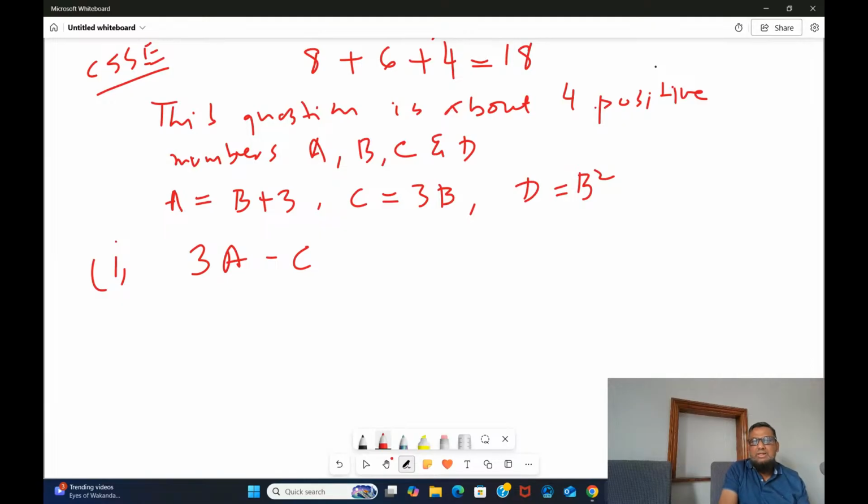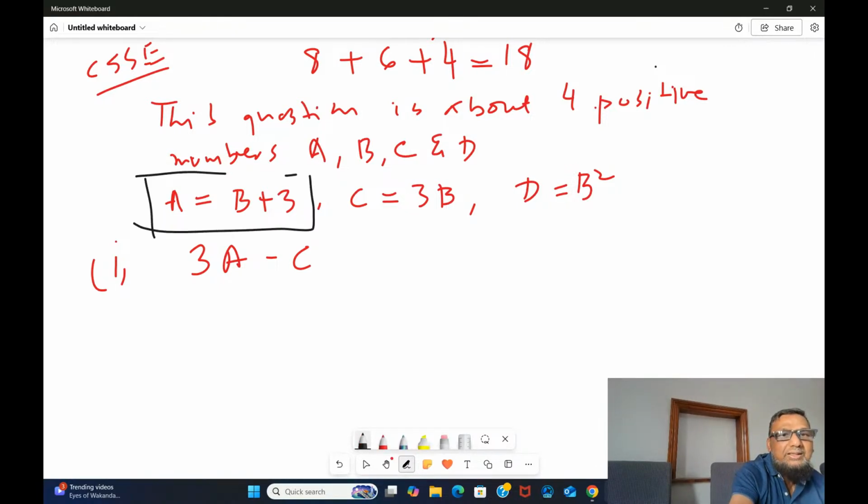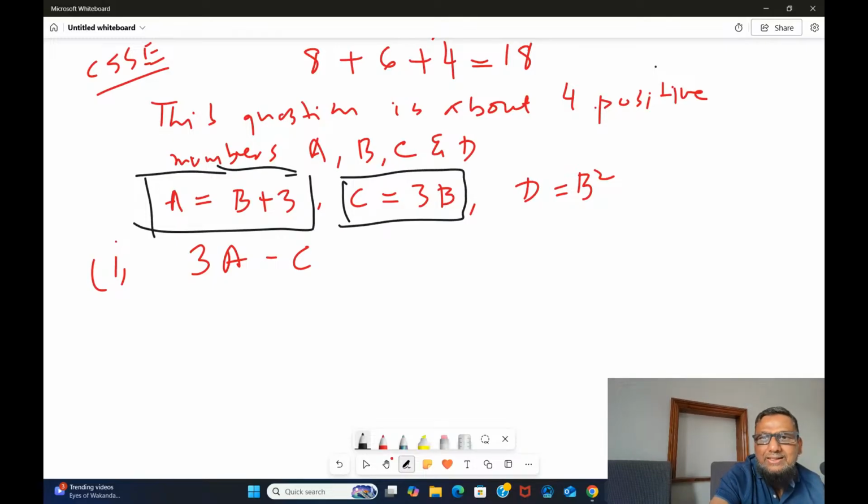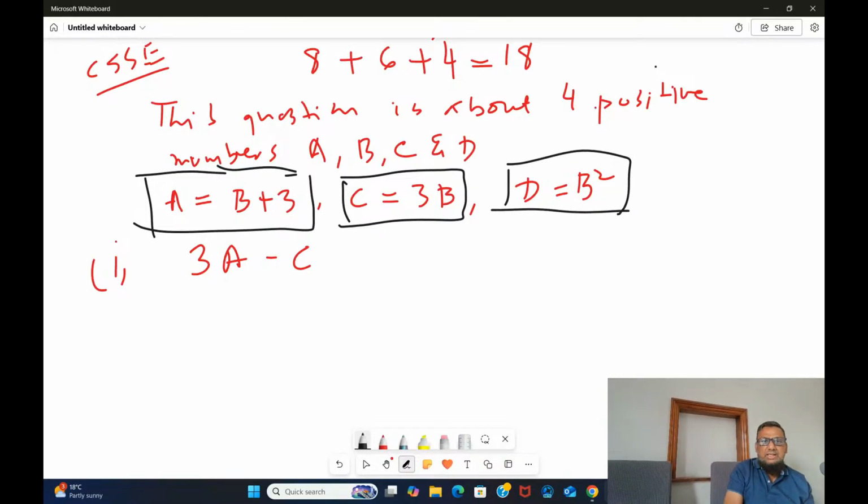So we need to find the value. So we need to substitute the value. For example, it says 3a minus c. The value of a is given as b plus 3, so a equals b plus 3. And the value of c is given as 3b, and d equals b squared. So these are the values given. Now we're going to substitute and find the value for question number A.